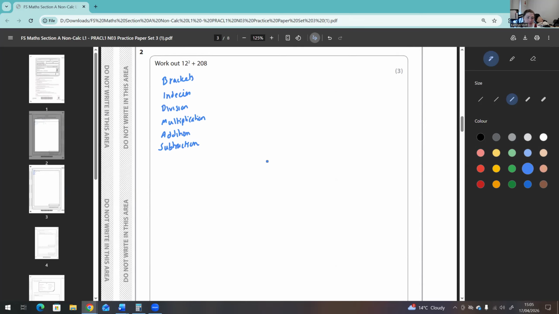Indices is power, and we can see we've got that first. So 12 squared, which means 12 times by 12. We can use either our times tables or our grid method. Let's use our grid method here. So 12 breaks up into 10 and 2, times by 10 and 2. 10 times 10 is 100, 10 times 2 is 20, 2 times 2 is 4. That's going to add together to give us 144.